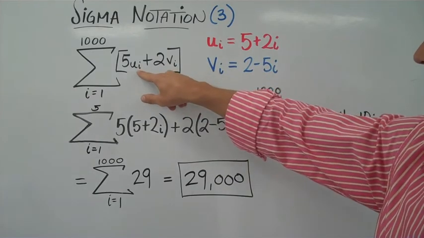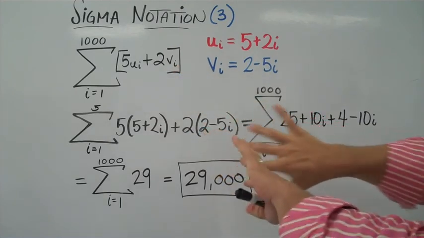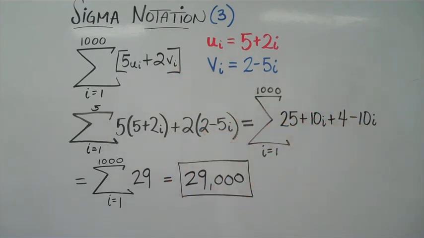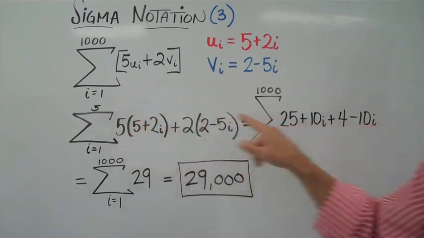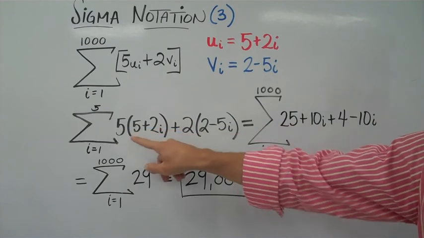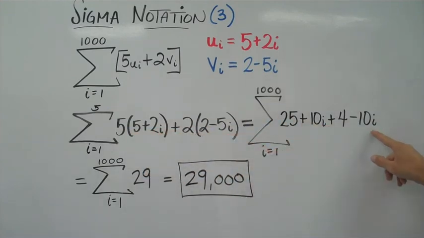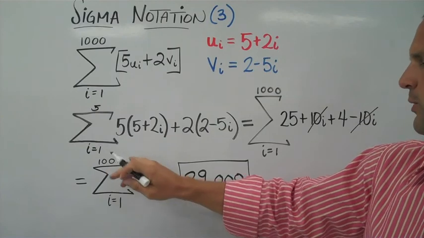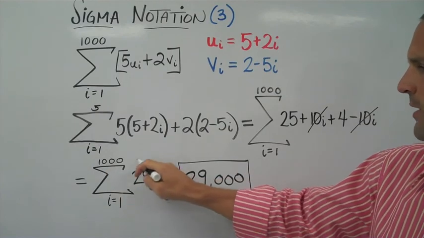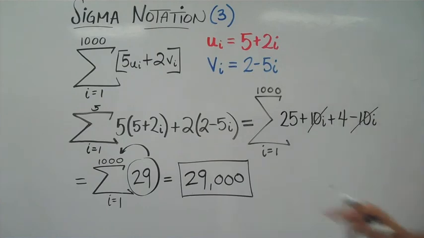Well, first thing, we substitute for u_i and we substitute for v_i. But instead of separating them out, pulling the constants out in front, what we do is we distribute, and we keep it as one sigma. Distribute 5 times 5, 5 times 2i, 2 times 2, 2 times negative 5i. And you see here that 10i and negative 10i cancel, and we're left with i to 1000 of 29, which we know is simply 29 times 1000, which gives us 29,000.